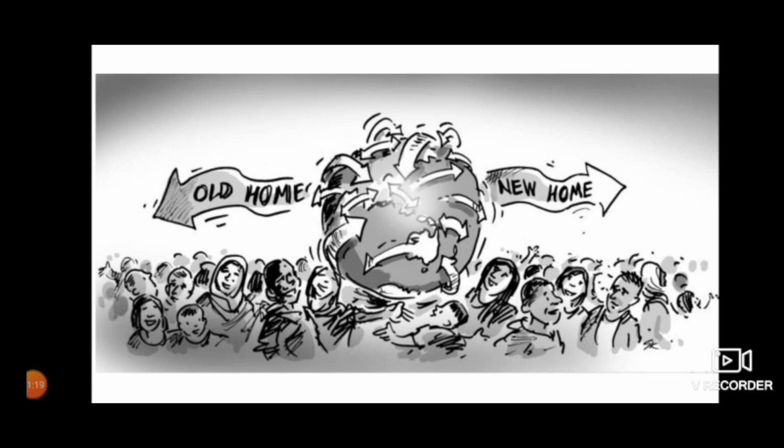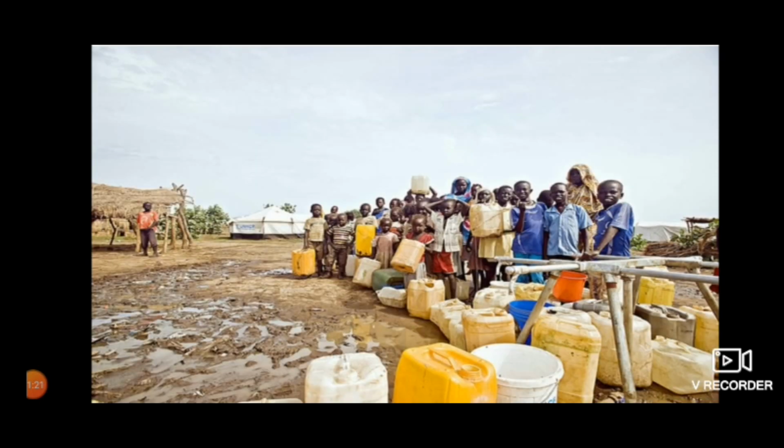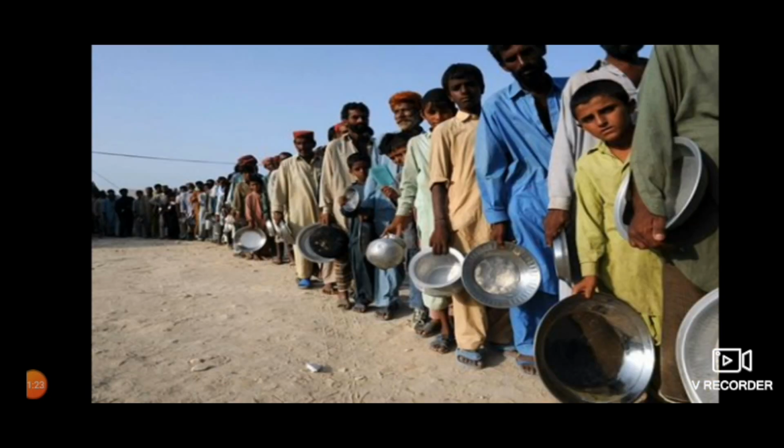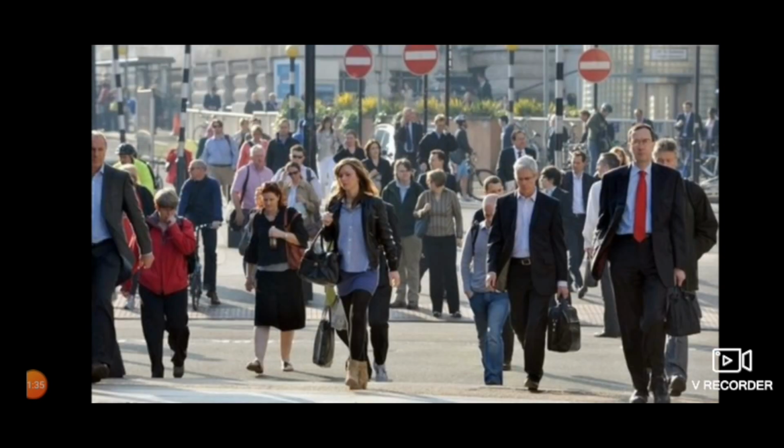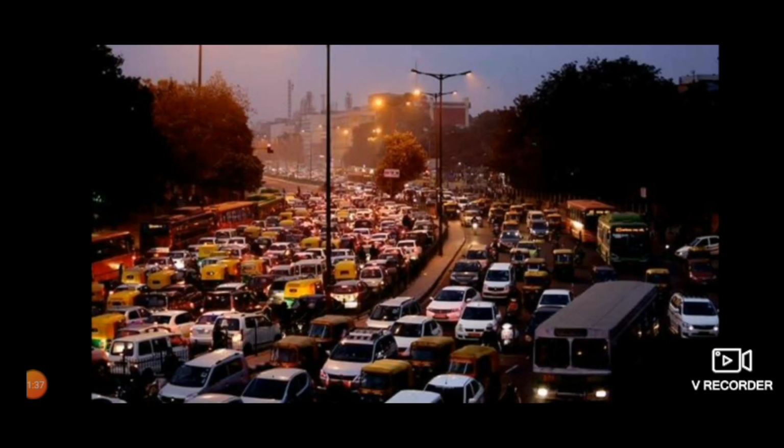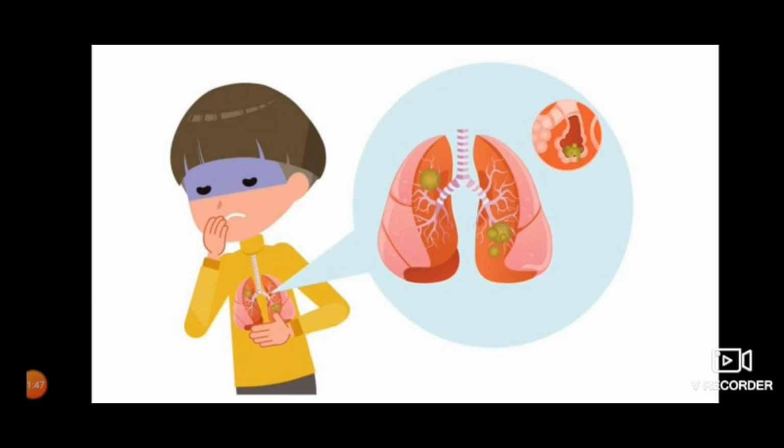The problem starts. Shortage of water, food, shelter, no place to stay. Open spaces and fields are used up. Trees are cut down to build new houses and colonies. People travel long distances to get to work, so more use of vehicles. These vehicles spew smoke and a large amount of air is polluted. As a result, people began to have breathing problems. Asthma and lung disorders began to increase.